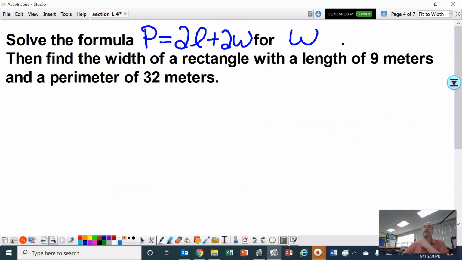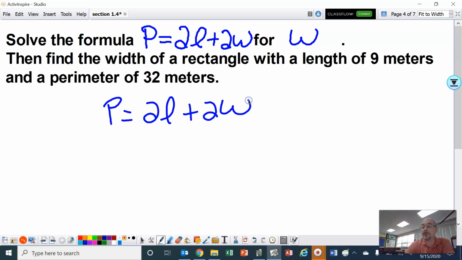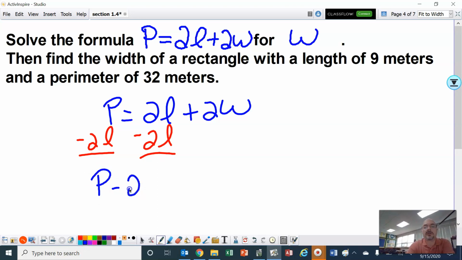Solve this for W, then find the width of a rectangle with a length of 9 meters and a perimeter of 32 meters. All right, so let me rewrite this. We want to get W by itself, so in this case, we're going to have to get rid of the 2L first, so we're going to subtract 2L from both sides. Okay, when I rewrite that, I'm going to have P minus 2 times the length equals 2W.